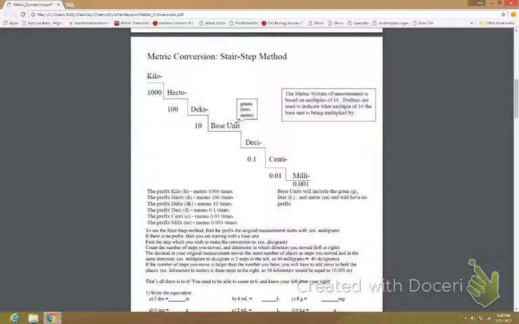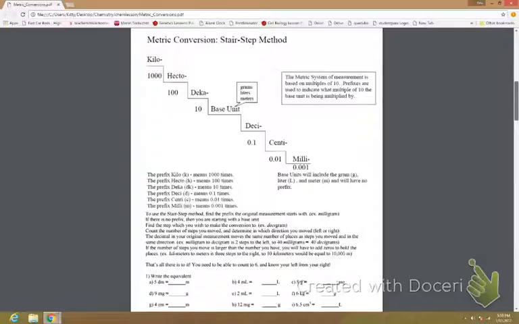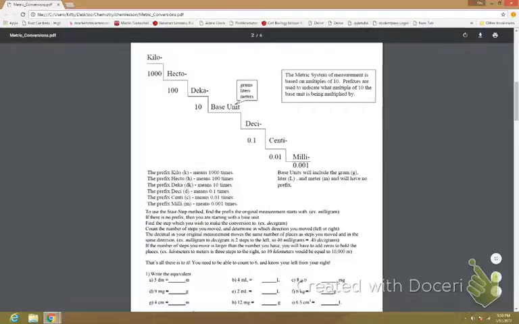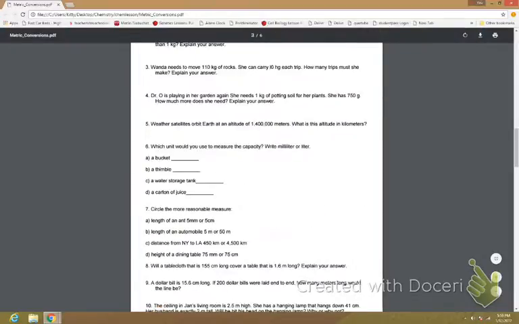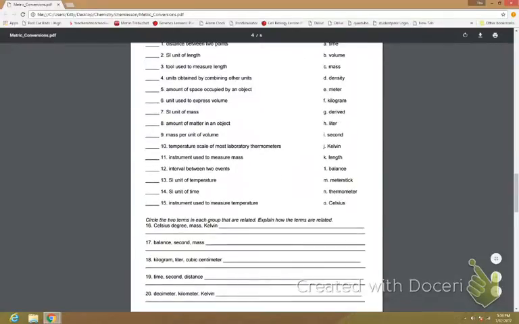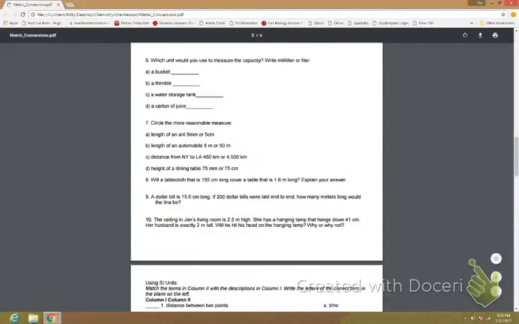I want you guys to make sure that you're doing pages, I think this is pages, let's see, this is page 2 on the PDF. Yeah, 2. I want you to do page 2, 3, and 4 today. So 2 through 4 is what you're going to be working on.